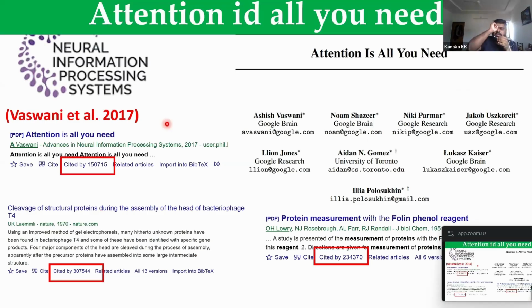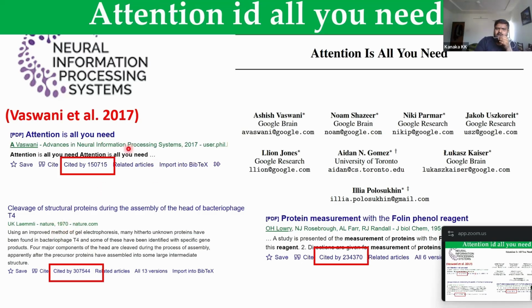I was in the beginning asking two questions. One is what is GPT, ChatGPT, and another one is which is the highest cited paper till now. Globally, the highest cited paper till now is this one, some work related to bacteriophage. Bacteriophages are the viruses which destroy bacteria. It has a citation count of around 3 lakh. But you observe the year of publication. It was published in 1970.